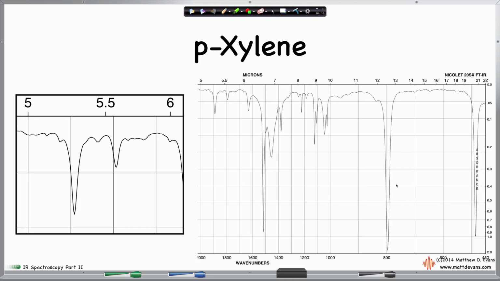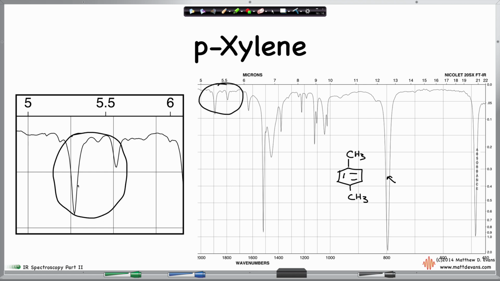And then finally, paraxylene. There's a really strong absorption here. And paraxylene is this structure. Usually with para substitution too, this region becomes really important. It's usually pretty obvious. It always looks like this little pattern right here. Big absorption, relatively small absorption. And that's also characteristic of a para substitution in addition to this.